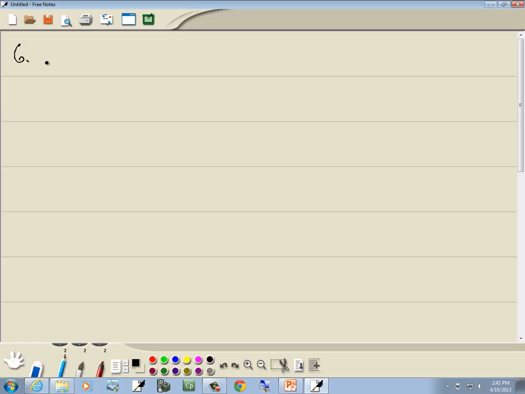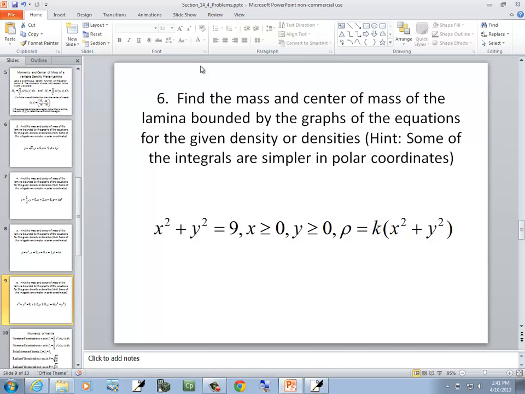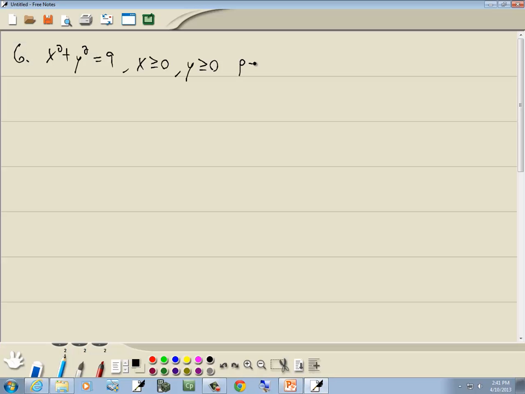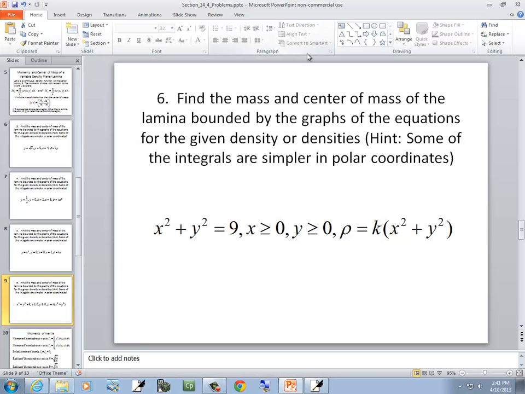Okay, so we've got x squared plus y squared is equal to 9, x is greater than or equal to 0, y is greater than or equal to 0, and rho is equal to k times x squared plus y squared. It says find the mass and center of mass of the lamina bounded by the graphs.